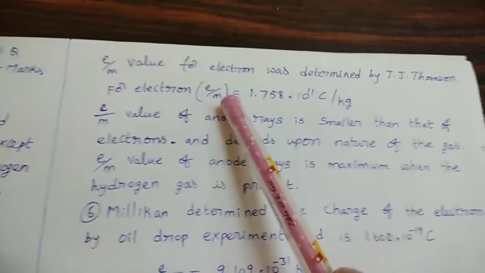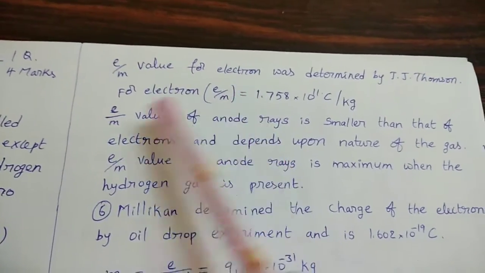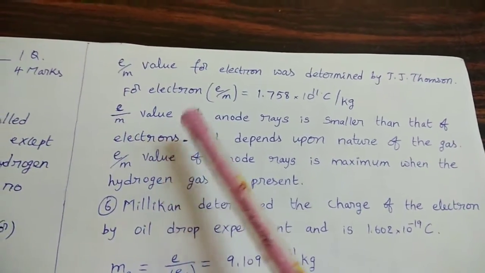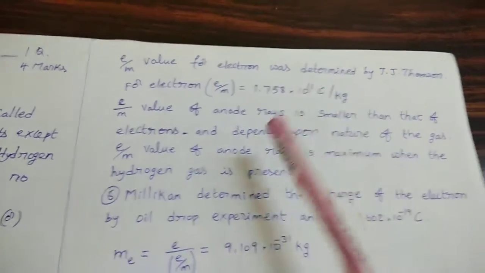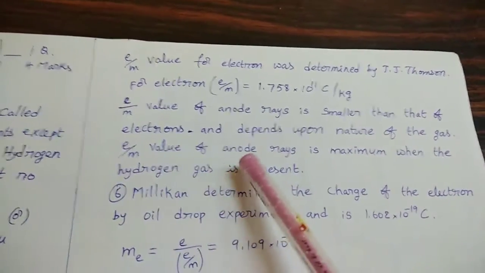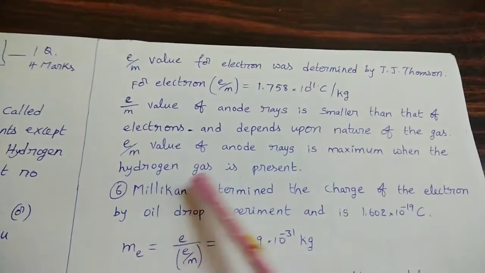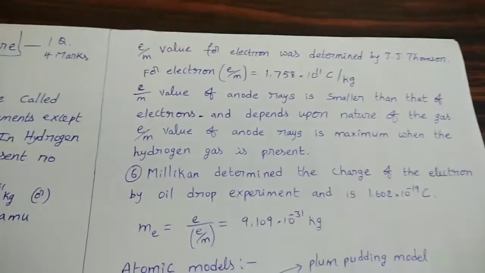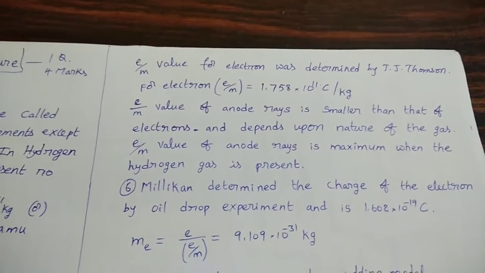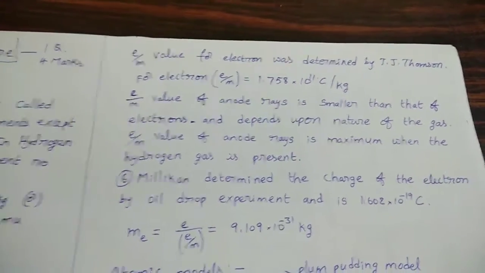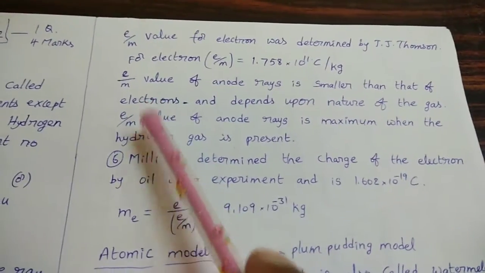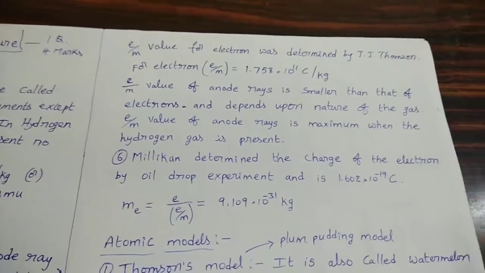Already we know that proton mass is more than electron mass. So the denominator part is higher, which means the e/m value of protons is less than the e/m value of electrons. And this e/m value depends on the nature of the gas. The e/m value of anode rays is maximum when hydrogen gas is present. Compared to other gases, if we consider hydrogen gas, e/m value is more for protons because for hydrogen, one proton is present. That means the denominator m value is less. That's why e/m value is high compared to other gases.